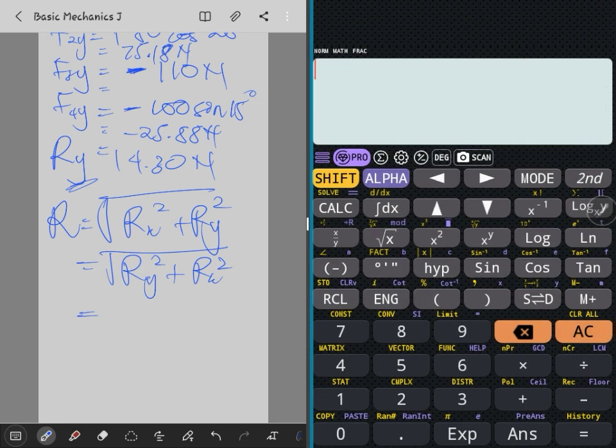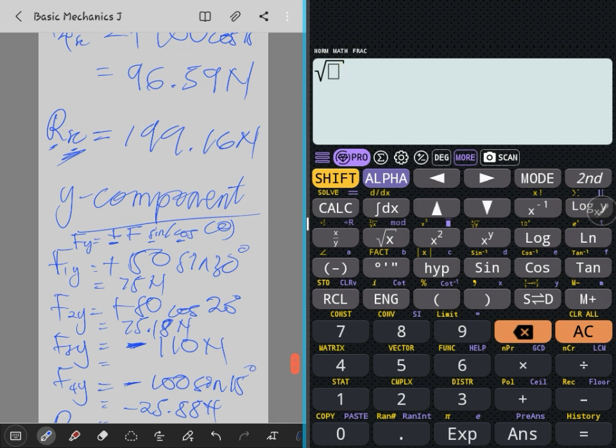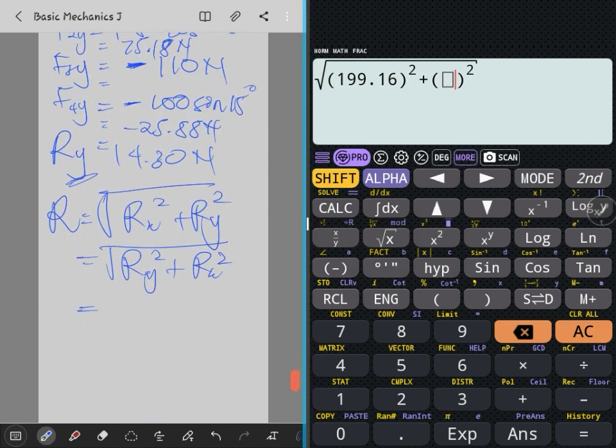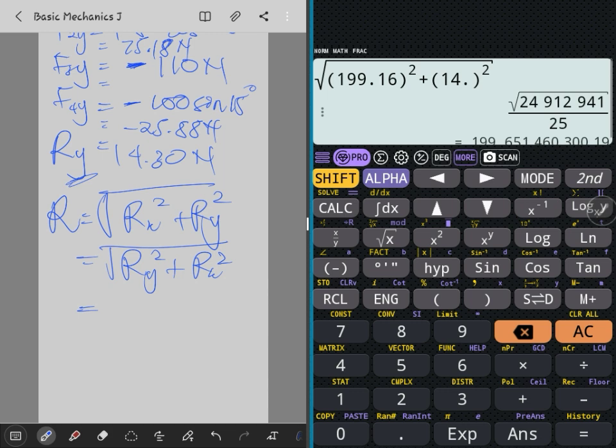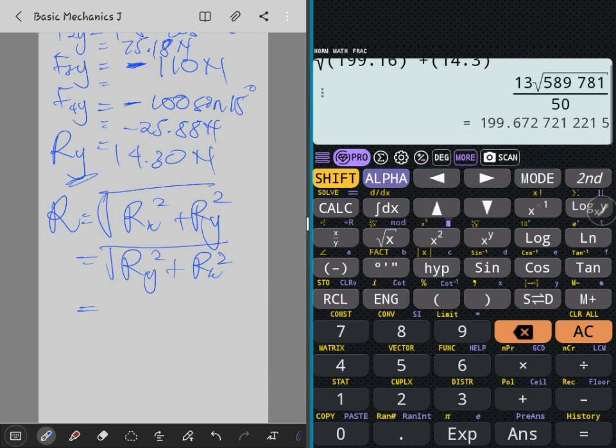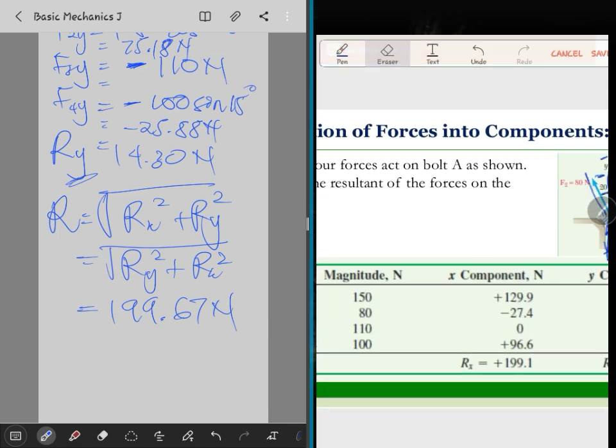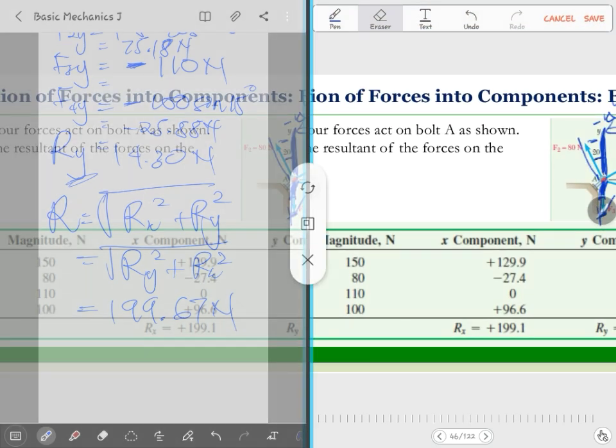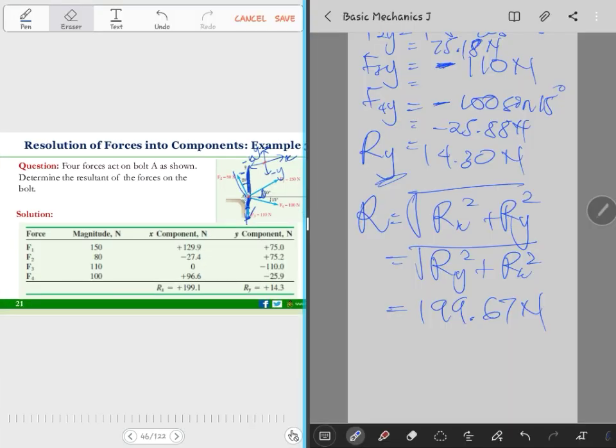Okay, this is what we have. So square root of, right. And most of the time, to avoid any mistake, you know the formula you're using, it's better to put the formula in first and then move back and put everything there, right? So 199.16, and what do we have for the y? We have 14.30, right? This is what we are getting. Resultant is 199.67 newtons, right? So let's see if we are on the right path. Yeah, so it's safe most of the time to do it this way. You do the x, y, and then you combine everything to see what you are getting.